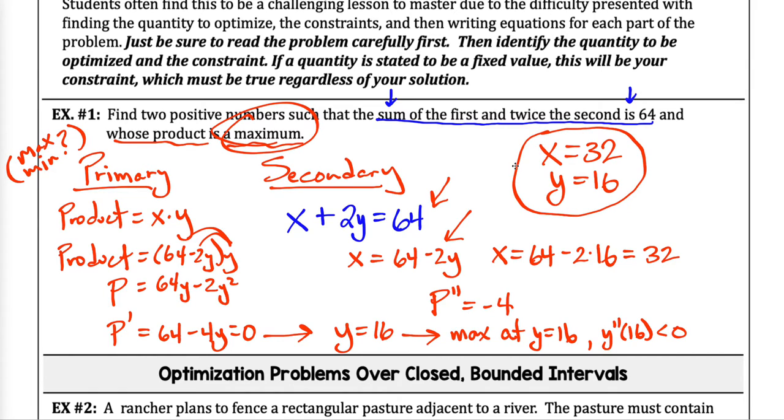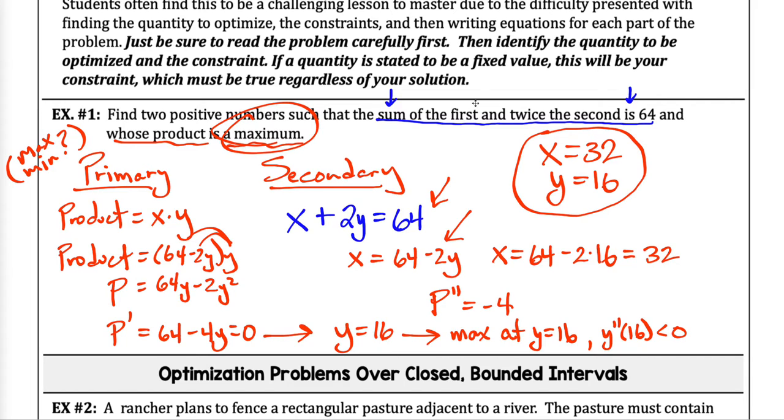These two numbers would have the biggest product of all of the pairs of numbers whose first and twice the second equals 64. And it's very possible it's the only set of numbers. It doesn't have to be, but I'm pretty sure on this one it is. Now, it's an awful lot of writing. That's for sure. These questions don't go fast.